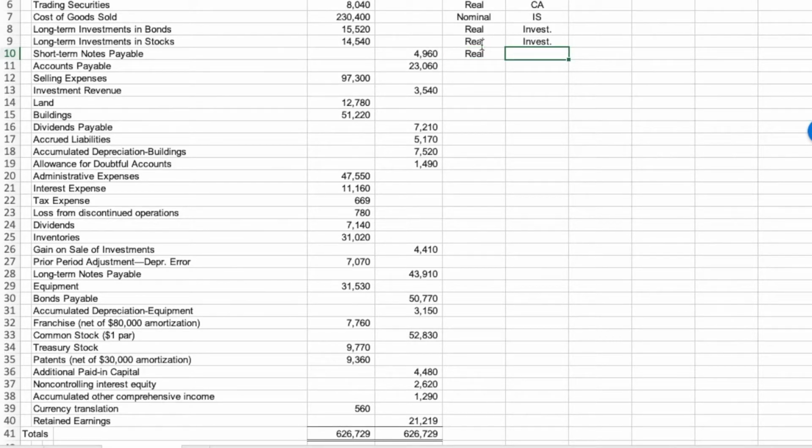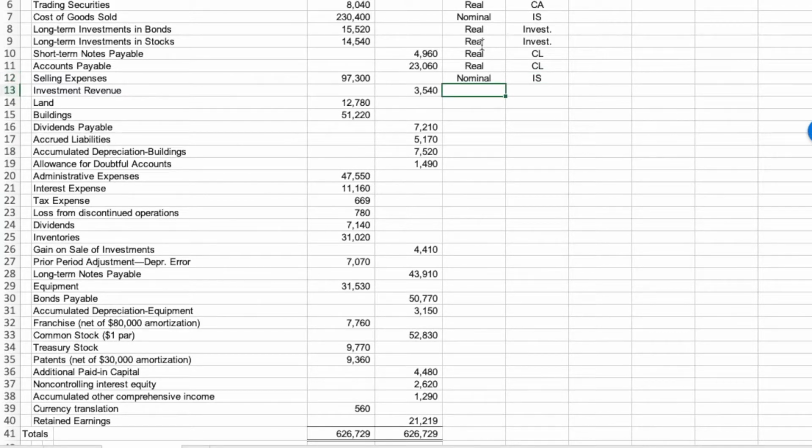And short-term notes payable, these are a current liability. Accounts payable are also a real account. They are a current liability. Selling expenses. These are expenses associated with selling goods. These are a nominal account. They go on the income statement and there's the income statement.